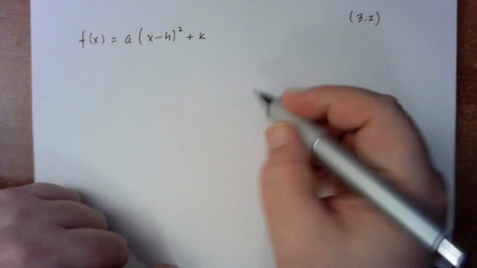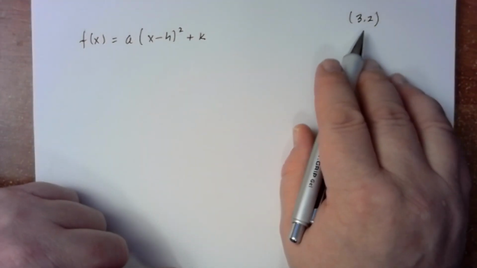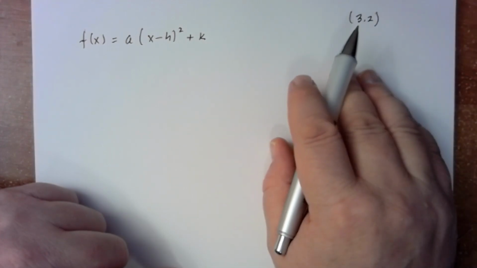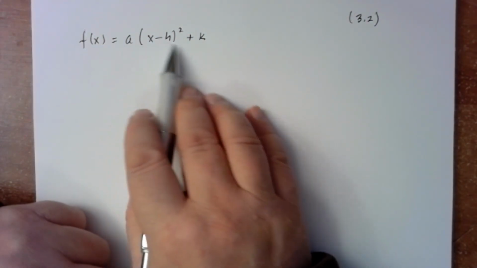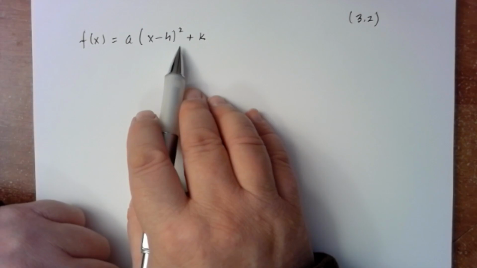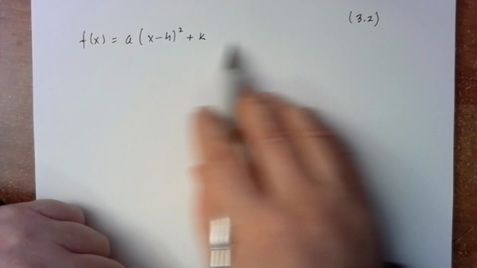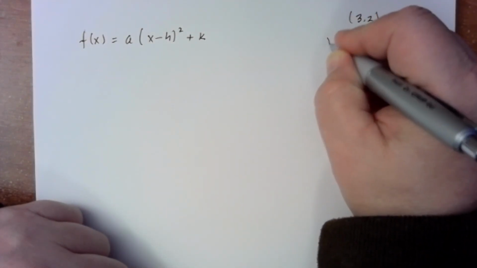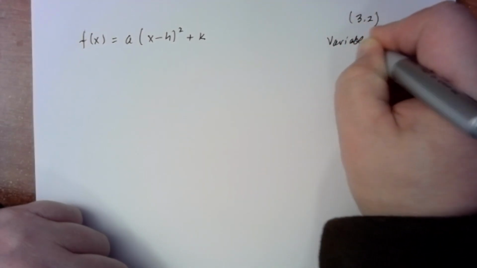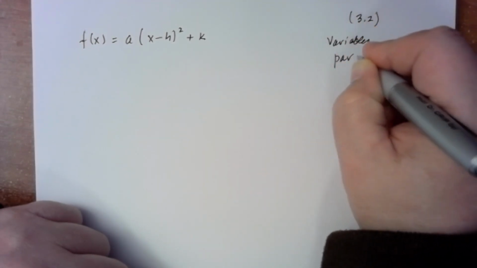Okay, so I just wanted to do a couple of remarks on 3.2. We're not going to spend a lot of time on this, but one important point comes up in section 3.2, and that is the difference between variables and parameters.